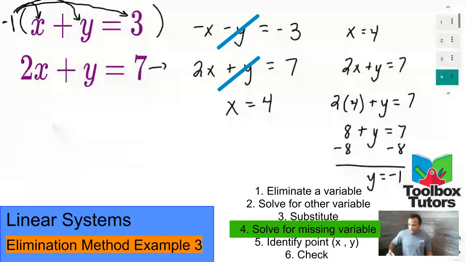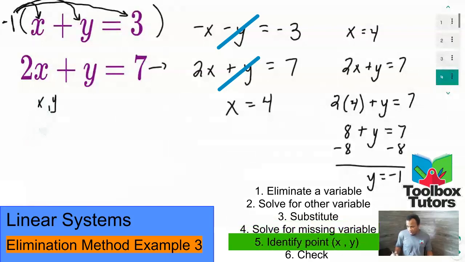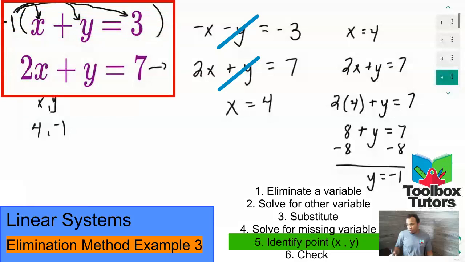So now we have a single point where these two lines meet, (x, y), and the point is (4, negative 1). (4, negative 1). All right. So now that we have this solution, what we'll do is take this point and plug it into both equations to see if it comes out true.